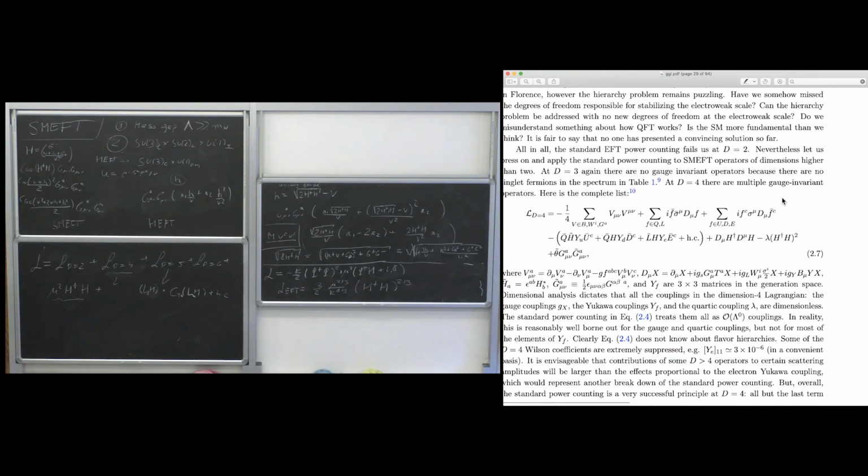So these are the dimension five terms, which means that this C has a dimension of 1/mass. And this is the leading deformation of the standard model that you can write down. This term is one of many interaction terms in particle physics, called the Weinberg term, and Weinberg proposed this.